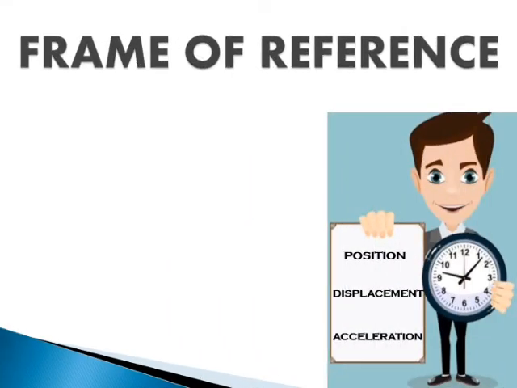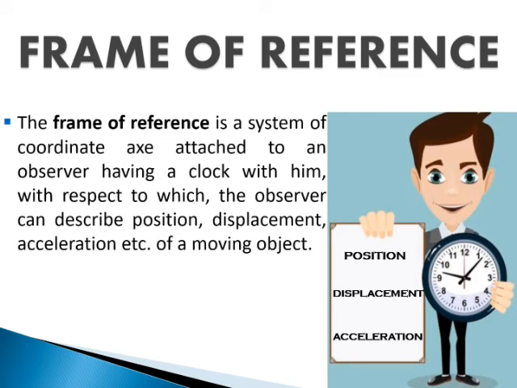Now, another subtopic is frame of reference. Let's see what it is. The frame of reference is a system of coordinate axes attached to an observer having a clock with him, with respect to which the observer can describe position, displacement, acceleration, etc. of a moving object.